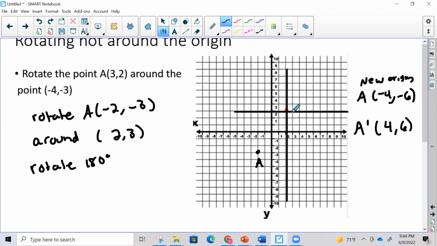And then I'm going to plot it. So I'm going to plot 4, 6, pretending that this is my new origin. And then I actually find A based on this being my origin, going back to the original graph. So A is then at 6, 9. And that would be my new A prime if I rotated it 180 degrees around this point. Okay, so that's how you rotate around a point that is not the origin.